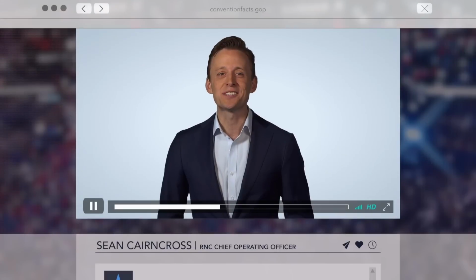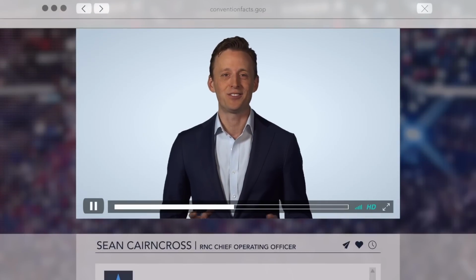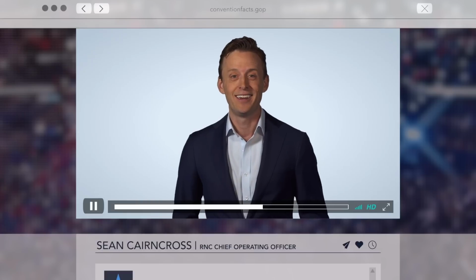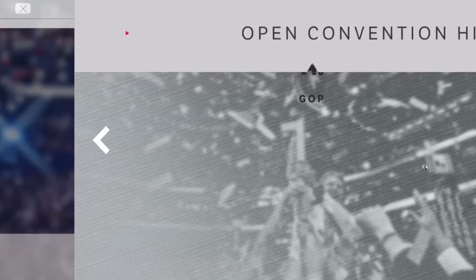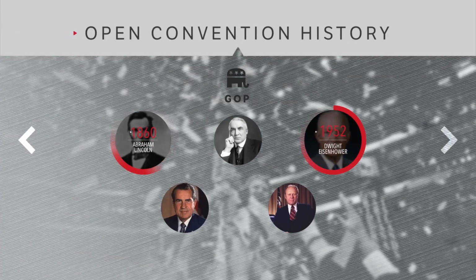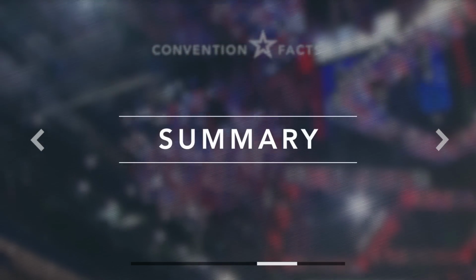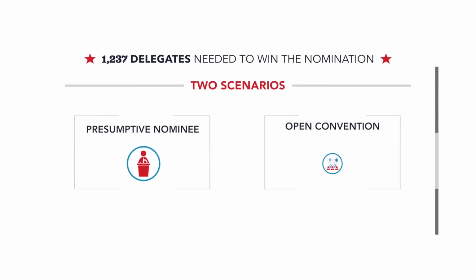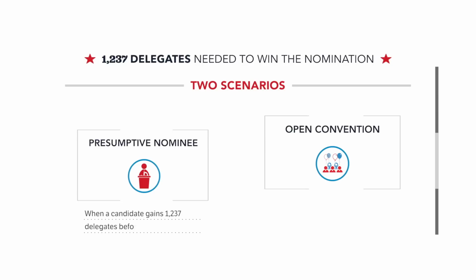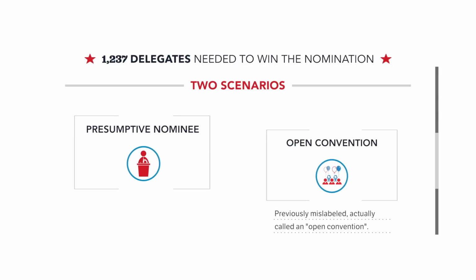Lastly, this all seems a little crazy and unprecedented, so you may be wondering, has this happened before? Absolutely. In fact, 6 of the GOP's 10 open conventions have produced a nominee who went on to become president. Okay, in summary, there's only two possible scenarios. Either a candidate reaches 1,237 delegates and becomes the presumptive nominee, or there's an open convention.